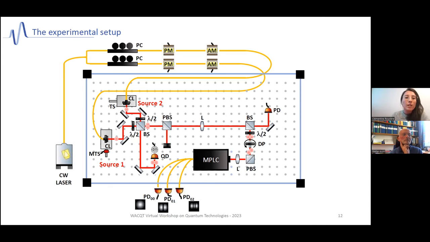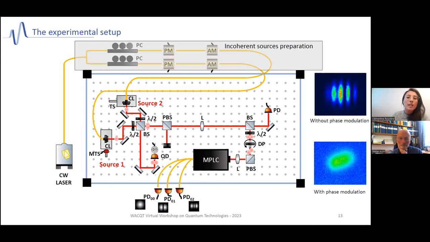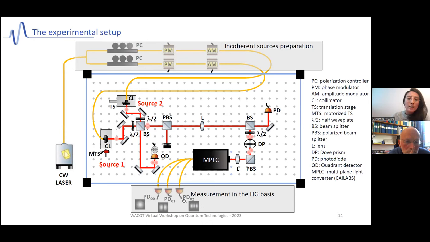So we have three parts mainly. The part where we generate incoherent sources from a continuous wave laser. To do that, we are using a phase modulator. And when implementing the phase modulation, we see that the interference pattern disappears. And then we are measuring the intensity at the outputs of the MPLC. So we are measuring in a few modes of the Hermite-Gaussian mode basis.